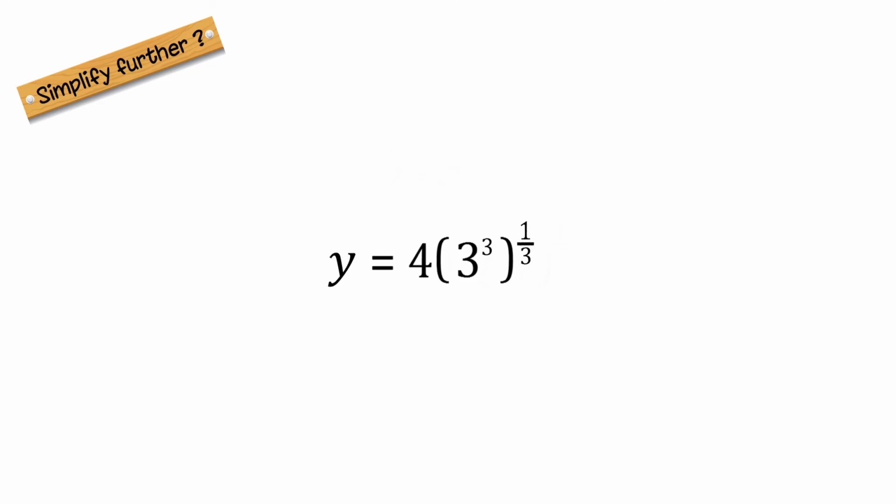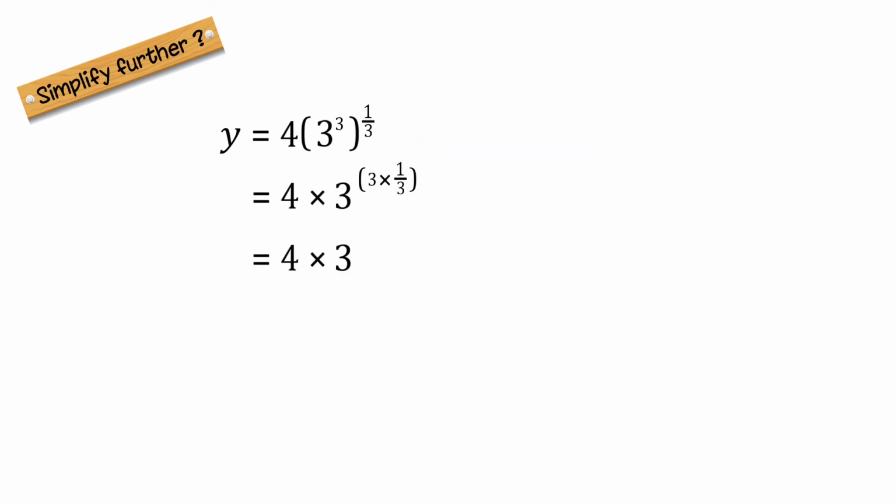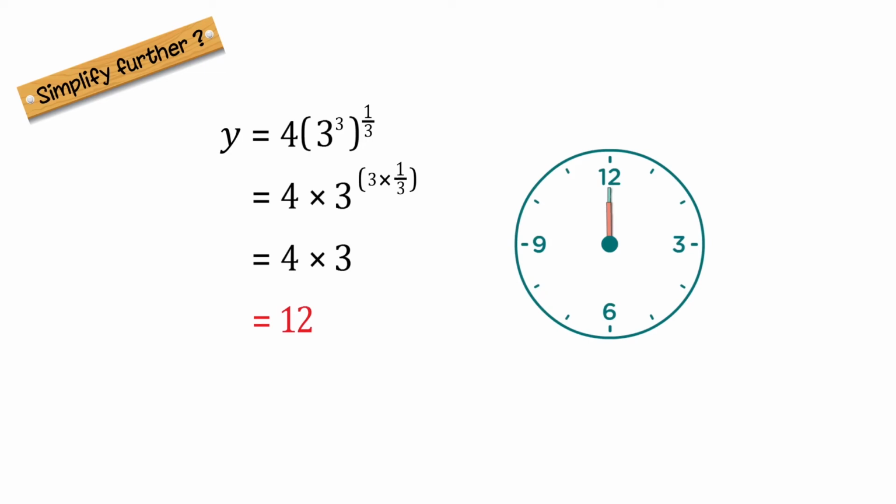How do we simplify this further? Again, using this law of indices, we multiply the indices 3 and 1/3 to give us 3 to the power of 1, which is 3. Therefore, y equals 12.